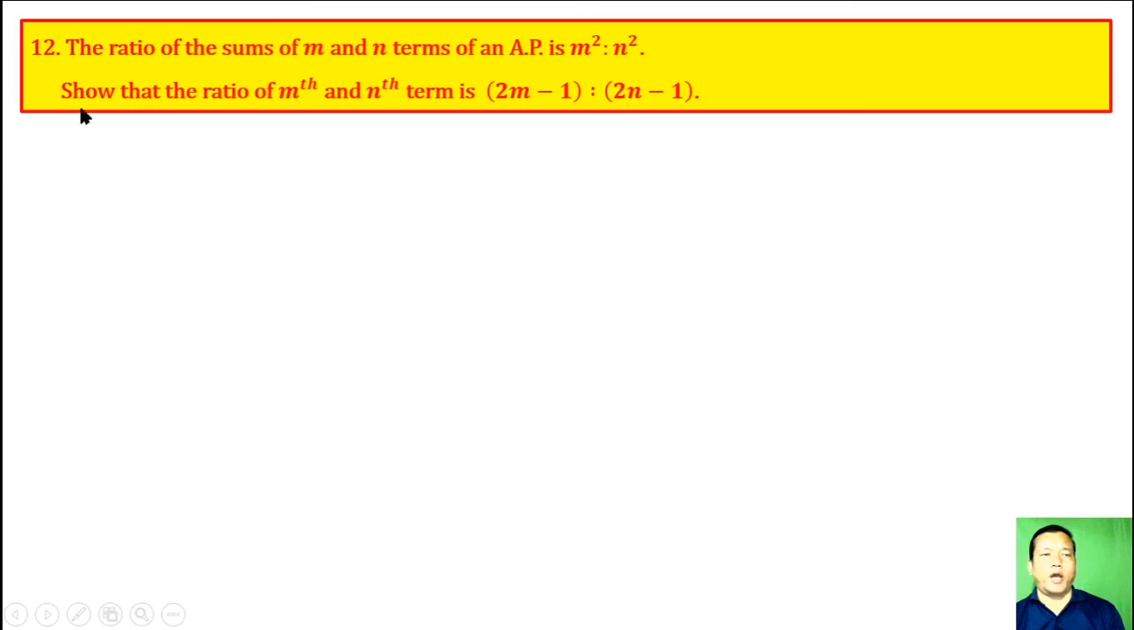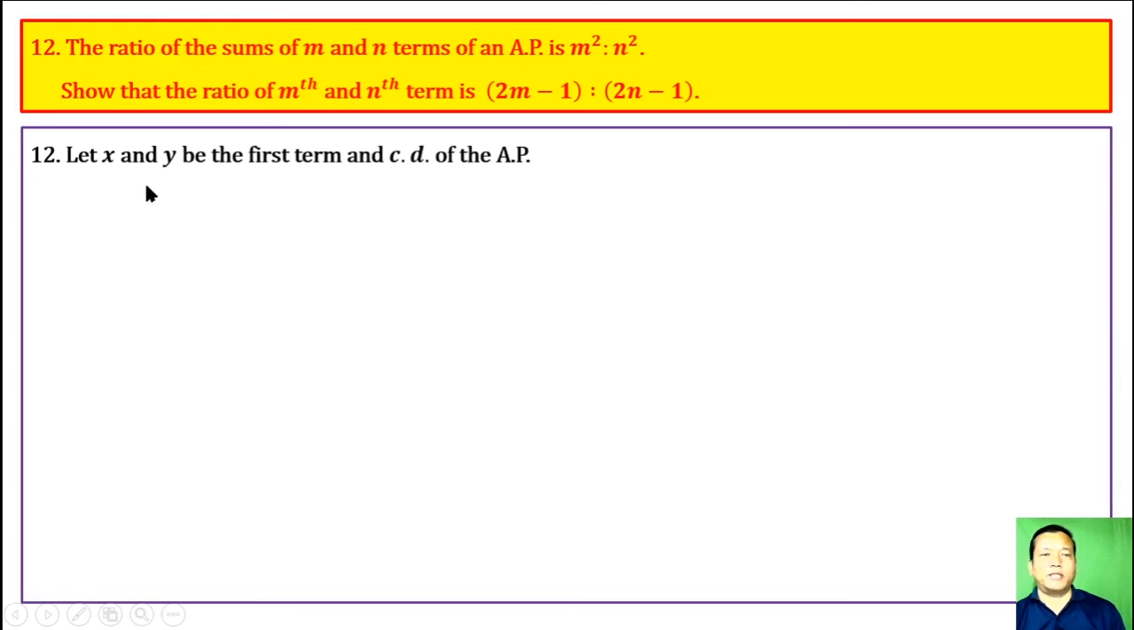Question number 12. The ratio of the sums of m and n terms of an AP is m square is to n square. Show that the ratio of the mth and nth terms is twice m minus 1 is to twice n minus 1. Let x and y be the first term and common difference of the AP. Then the sum of m terms is this, divided by the sum of n terms is this, and which is given as m square by n square.